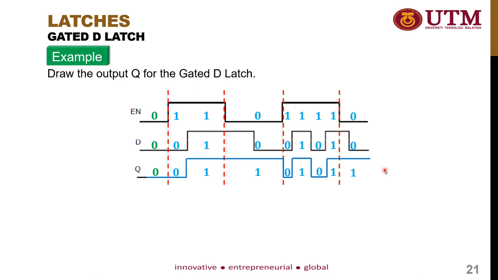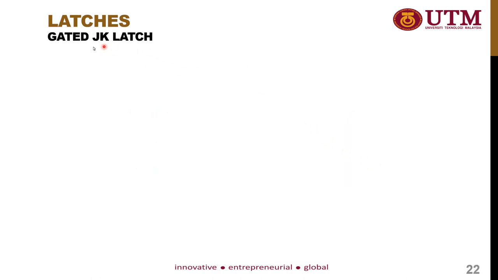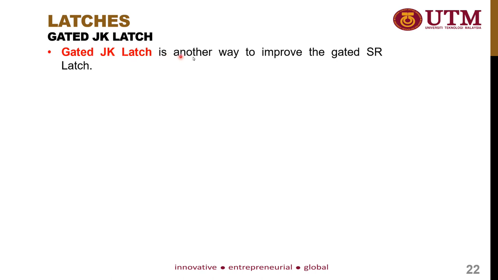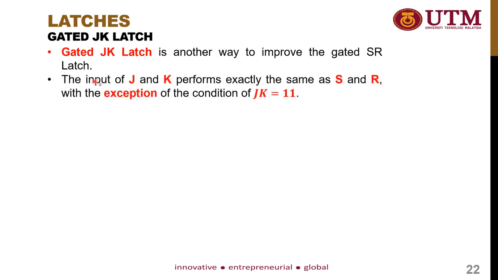So next, I will show you the last example of the type of latch, which is the gated JK latch. The gated JK latch is another way to improve the gated SR latch. In addition to the gated D latch, the gated JK latch is also designed to solve the problem of the conventional SR latch. The inputs J and K perform exactly the same as S and R, with the exception of the condition of JK equals 1-1.